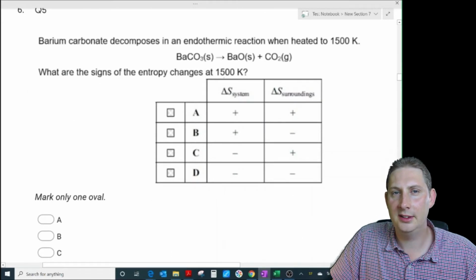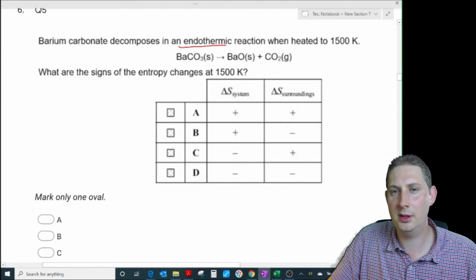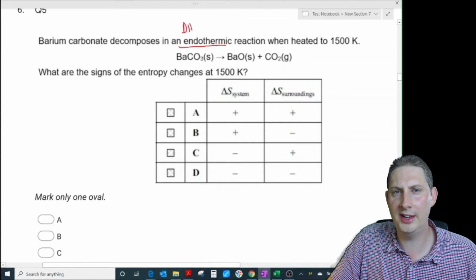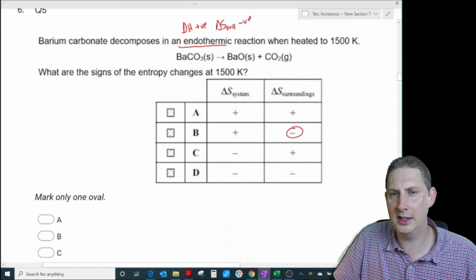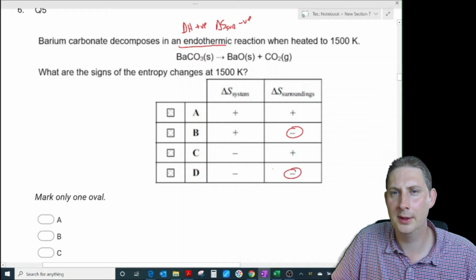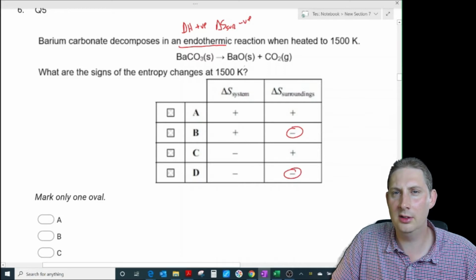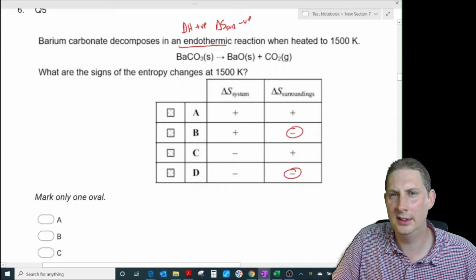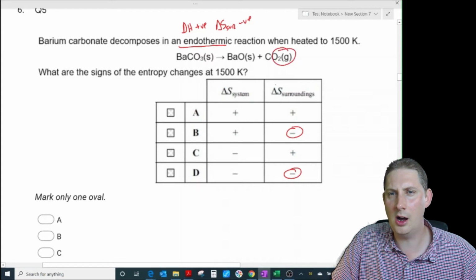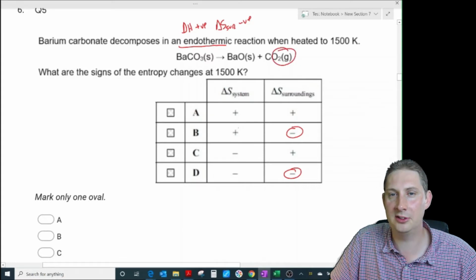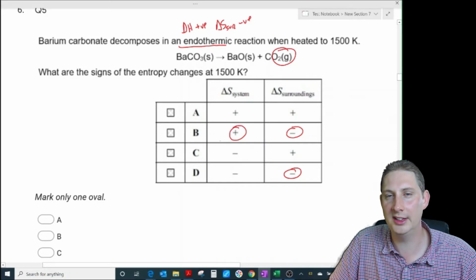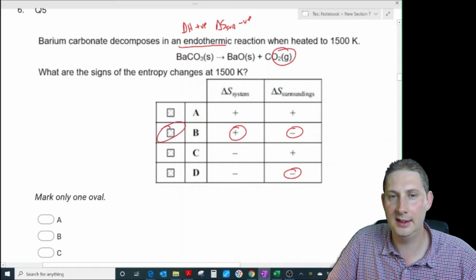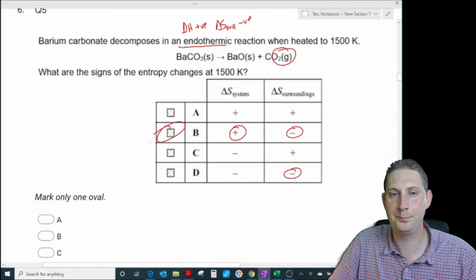Barium carbonate decomposes in an endothermic reaction, so delta H is positive, so delta S surroundings is negative, so we know that it's going to be either B or D. And the system, we can see here, it's generating carbon dioxide gas, and so the entropy change of the system is positive, which ties in with producing a gas. So B is definitely the right answer there.